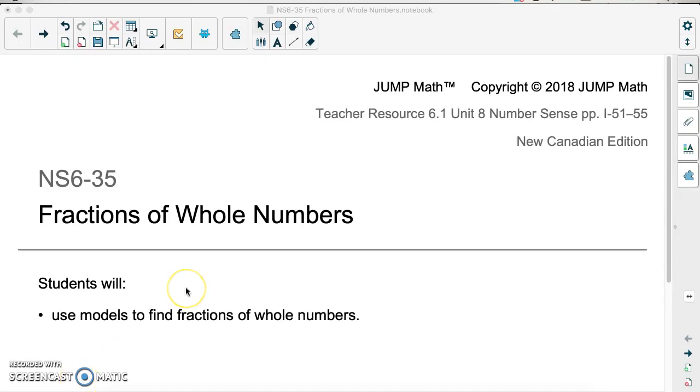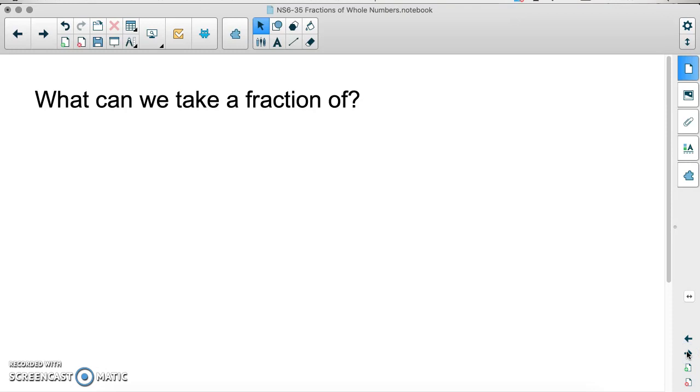Today's lesson is on fractions of whole numbers. Students will use models to find fractions of whole numbers. Let's get started. So what can we take a fraction of?